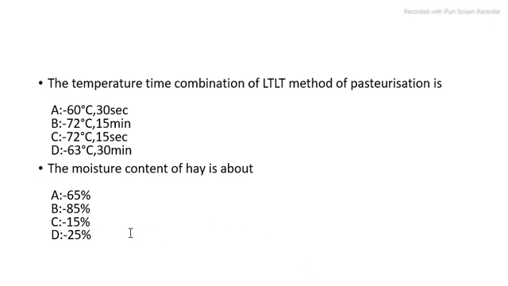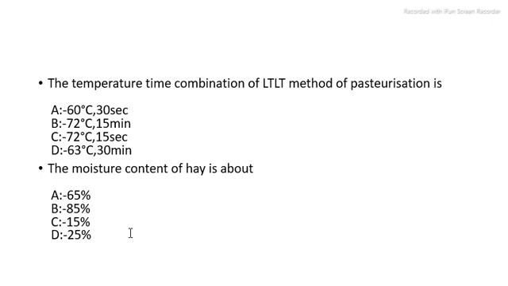So option A 60 degrees Celsius for 30 seconds, option B 72 degrees Celsius for 15 minutes, option C 72 degrees Celsius for 50 seconds, option D 63 degrees Celsius for 30 minutes. So the correct answer is option D, that is 63 degrees Celsius for 30 minutes is the temperature time combination of LTLT method of pasteurization.